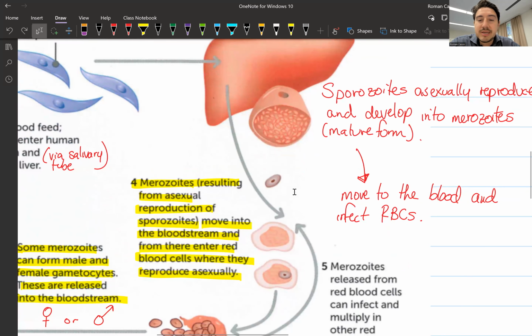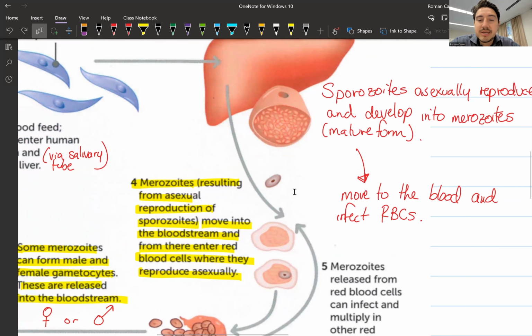Which is the blood. They move into the blood from the liver, and more specifically, they move into red blood cells. So here you see a bunch of these little merozoites, and they get out of the liver, and they come in and infect these little red blood cells. These are individual red blood cells. So yeah, they enter red blood cells. They're still reproducing asexually, more and more and more. You want to have many of them occurring.